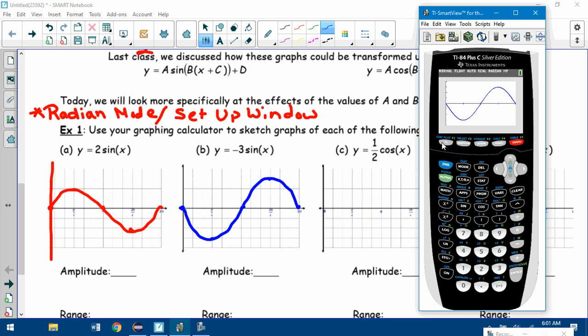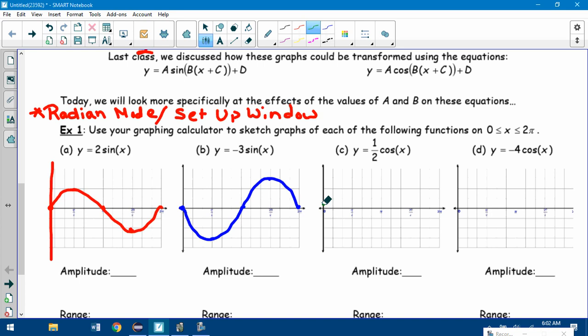Okay, 1/2 cosine of x. So now I'm doing a cosine graph instead. So 1/2 cosine of x. So cosine, remember, starts up, but it doesn't start all the way up at 1 this time. It only starts up at 1/2. And it only goes down to -1/2. So it's kind of like a squished cosine graph. So it starts at 1/2, 0, -1/2, 0, +1/2. So it's a really narrow graph, like that.